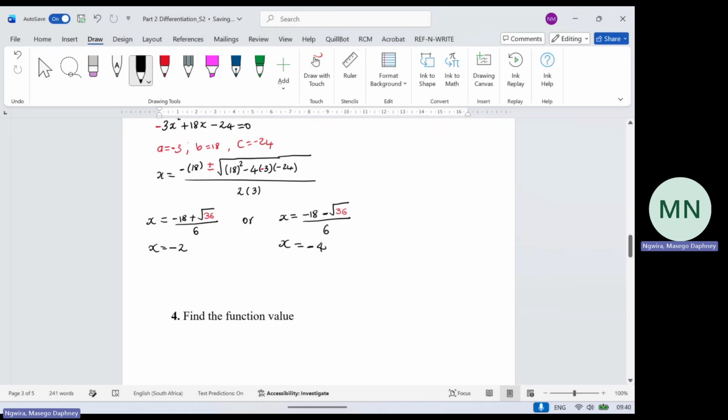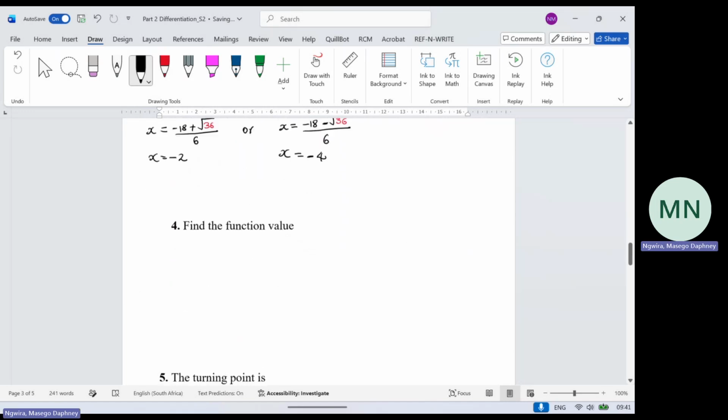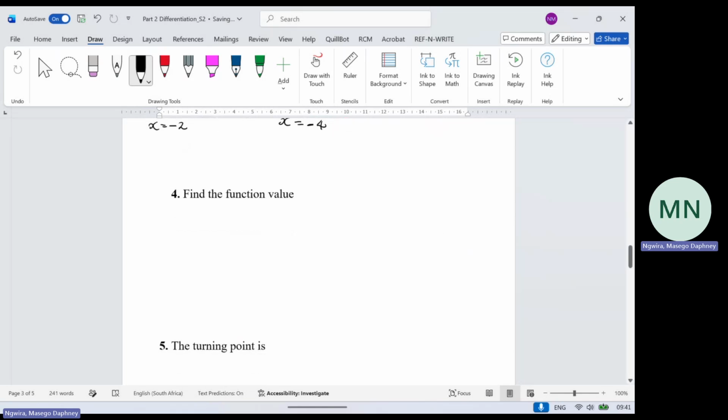And then now we move on to step number 4. We find the function value. The function value meaning that you are going to use this -2 and -4 to find the y value so that you can find the turning point. Turning point, it must have the x value and the y value.